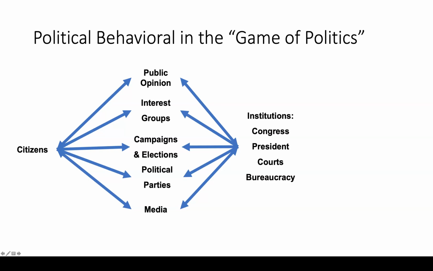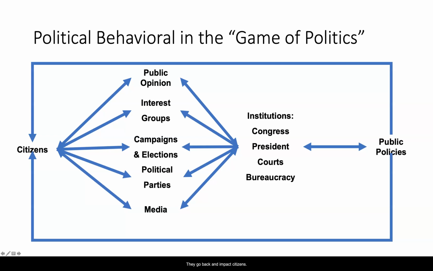And once the government is there, they then create public policies. Those are government decisions, government actions or inactions. And then guess what? Those public policies go back and impact citizens. So this is what we oftentimes call a systems approach. And the way that I think about political behavior is that they are linkage mechanisms. They link citizens to the government. The government creates public policies. Those public policies impact citizens. So that's a big picture way of thinking about what we're going to be talking about over the next couple of sections of the class.